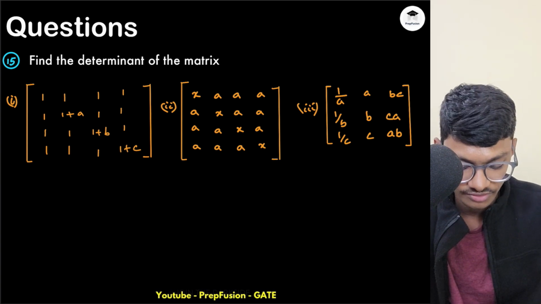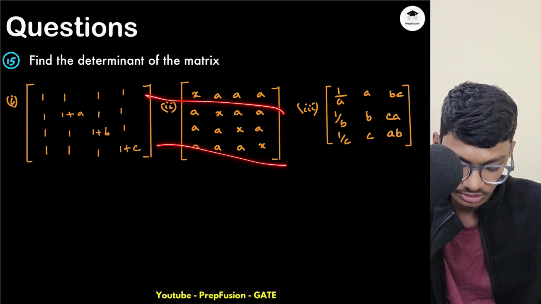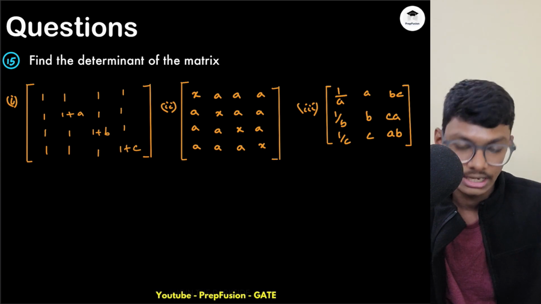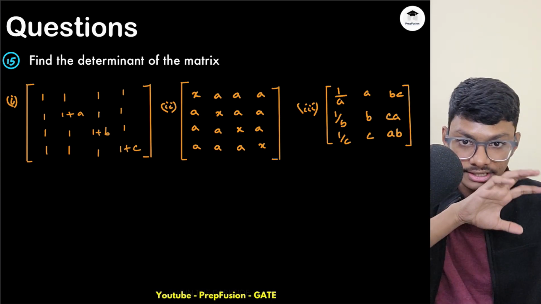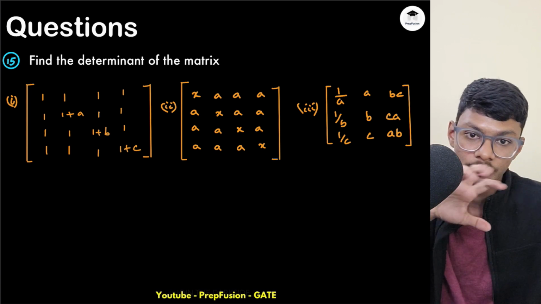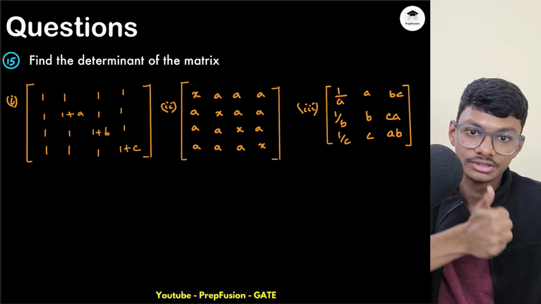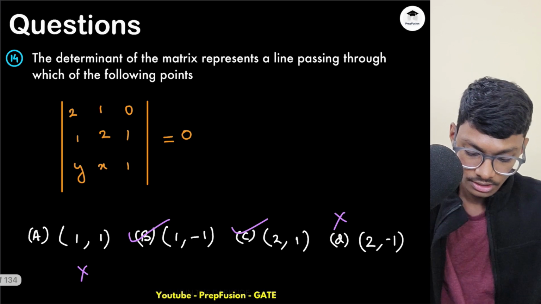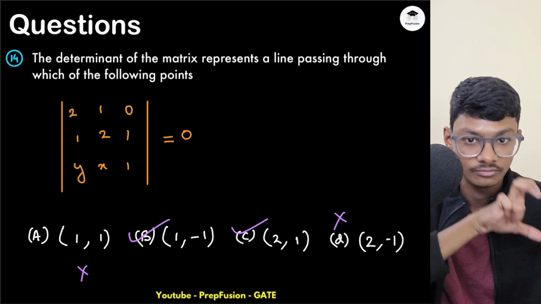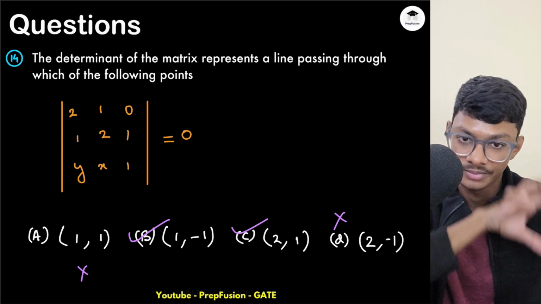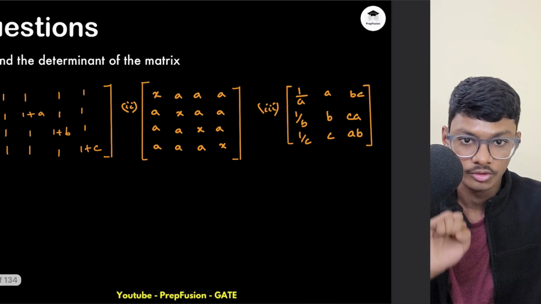One thing I'm observing is, if I either add all the columns or add all the rows, I'm getting something same, x plus 3a. Now what I can do is take that common, because with determinants I can take a common term from either a row or a column, but with a matrix all the elements should be present to take something common. What do I mean by that?